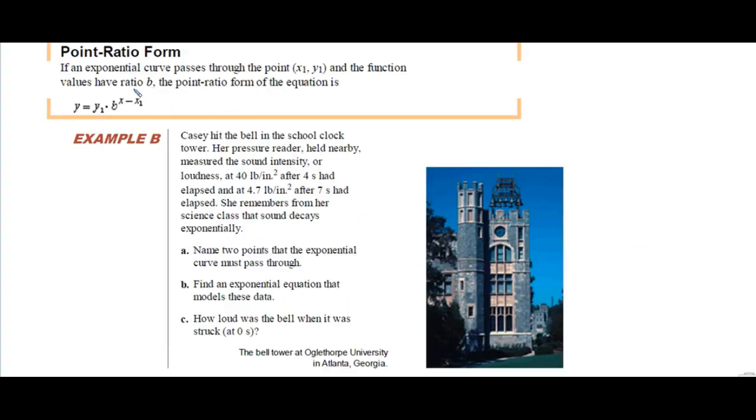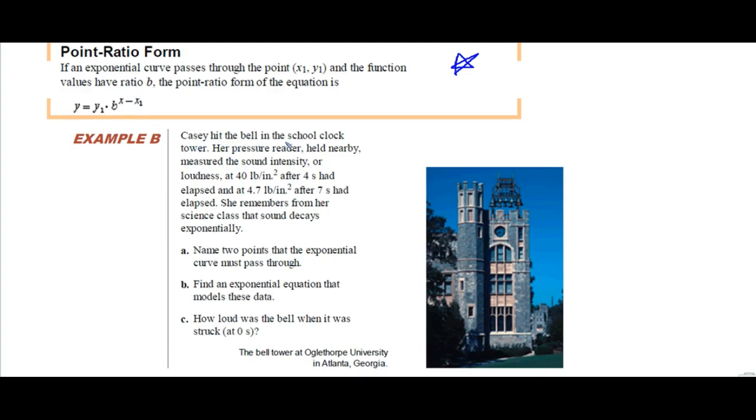Now if we look at example B, we're looking at point ratio form. It says if an exponential curve passes through the point (x1, y1), and the function values have a ratio b, the point ratio form of the equation is y equals y1 times b to the x minus x1. Point ratio form is a good way, given some data or information, to be able to write an equation. So let's look at example B.